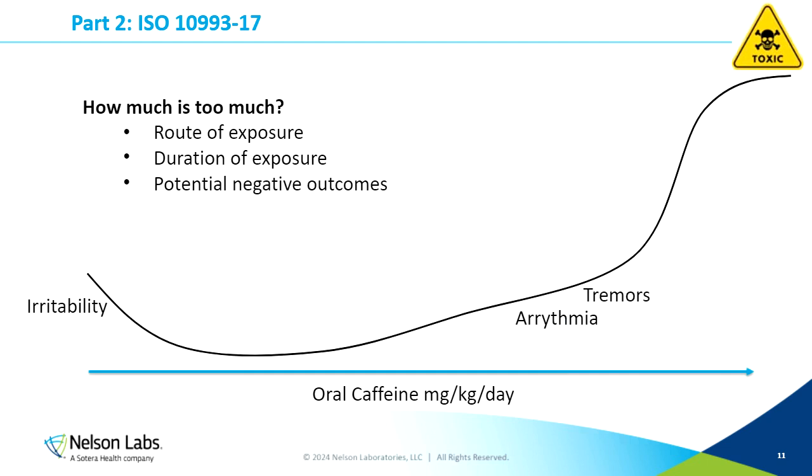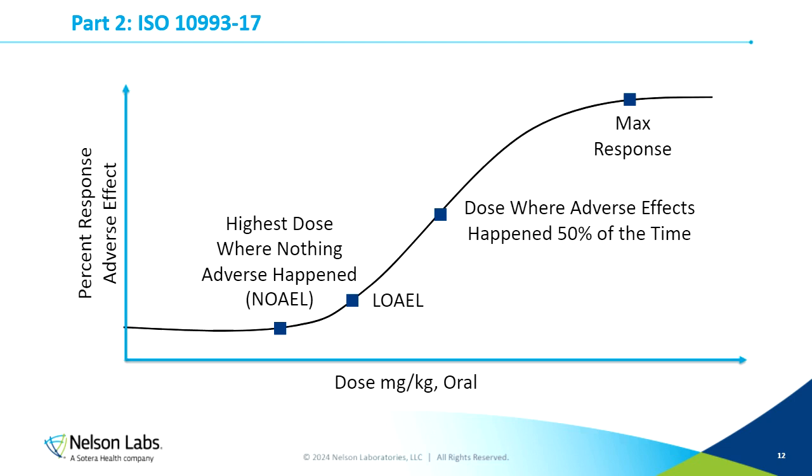Eventually, you could see more adverse effects like tremors or hallucinations. At a certain point, there might be an LD50, where there's a 50% chance of death. And then you could hit a maximum response. So typically, a dose response curve looks like this.